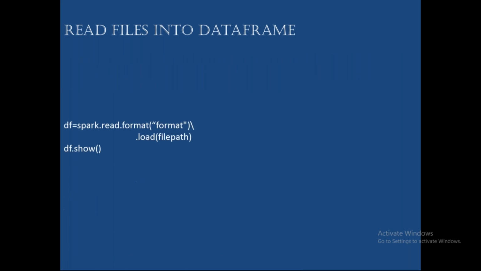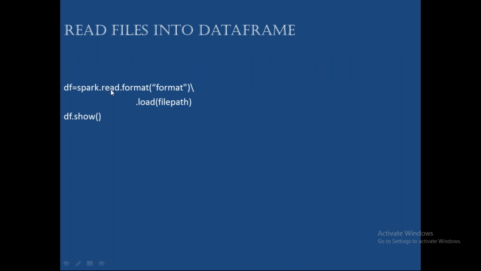Next, read files into a DataFrame. How will you read files into a DataFrame? spark.read.format. It can be CSV if you have a CSV file, Parquet, JSON, XML, Excel, some zip file, or a text file. We have discussed different file formats. You just have to give the format, then .load with the file path, then df.show. Next, spark.read.format again, where you put the format, then .schema, then .load with the file path. Here, if it is a CSV file, just use CSV.